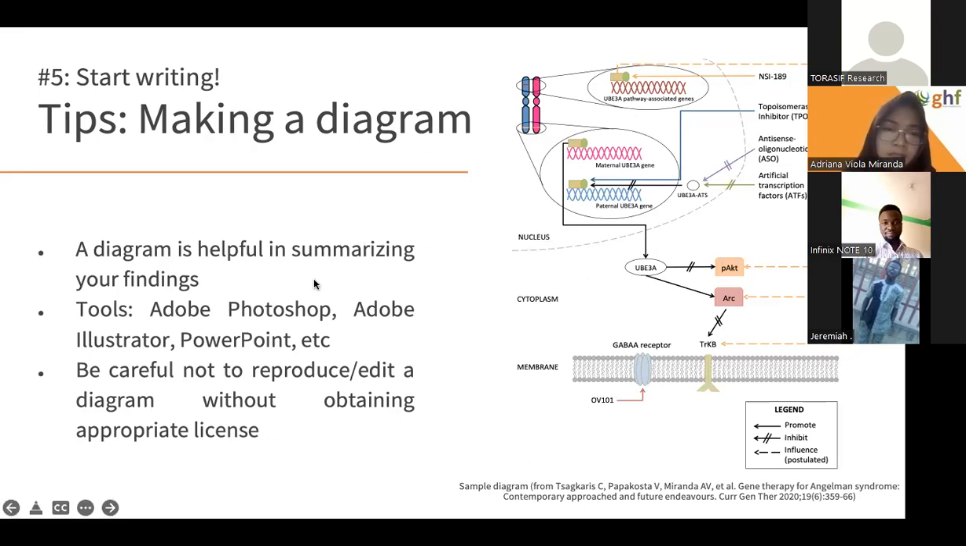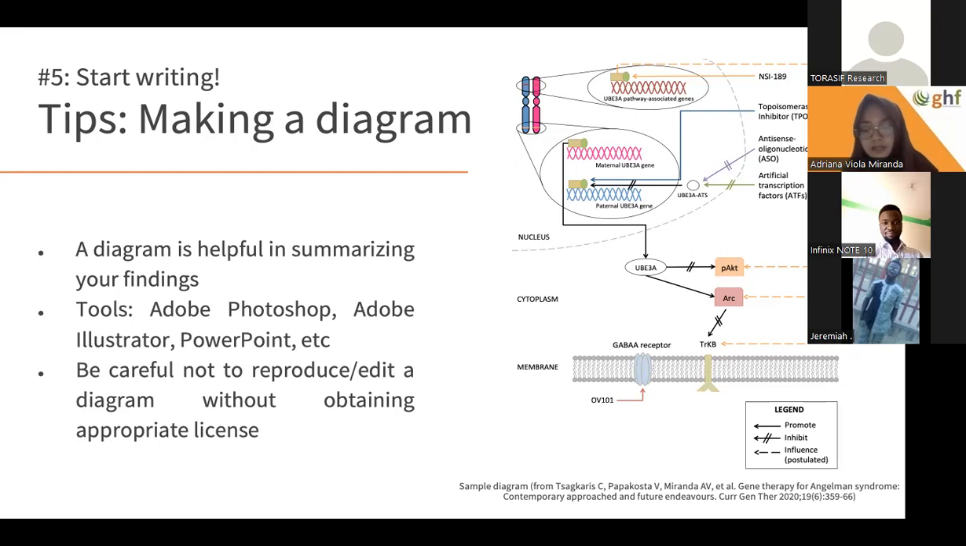And what's important in making a diagram is that you need to be careful not to reproduce or edit a diagram without obtaining an appropriate license. Because I did this once with an article I wrote about gene therapy and HIV. I just realized, because that was my first time editing a diagram from another source, before I published the article, that I actually need to pay to do so. So always check on it.